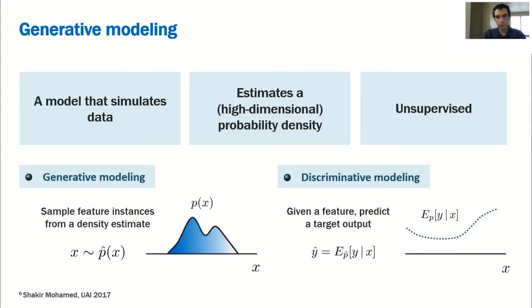So how does it differ from discriminative modeling, which is the mainstream kind of machine learning models that we are familiar with, the supervised learning models? The difference is that while a discriminative model really learns a function, it learns how to map X to Y. Basically, it learns the conditional expectation of Y given X. The generative model learns the entire distribution of X.